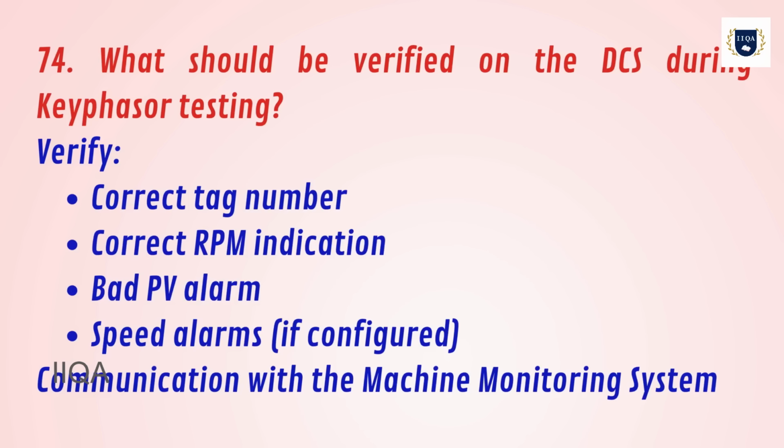74. What should be verified on the DCS during Keyphasor testing? Verify correct tag number, correct RPM indication, pad PV alarm, speed alarms if configured, communication with the machine monitoring system.